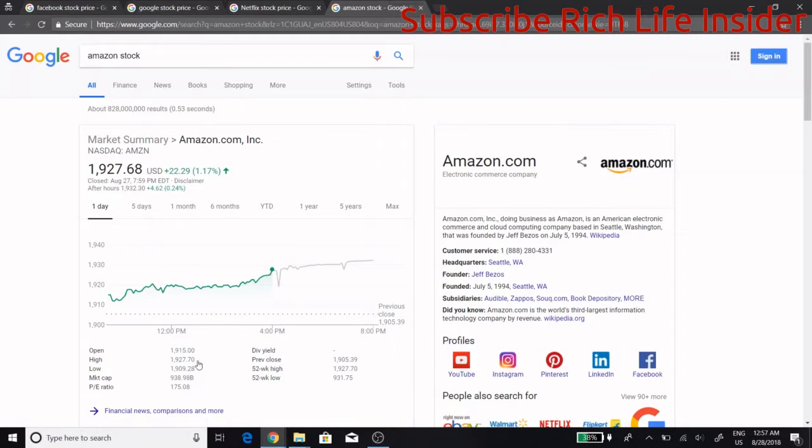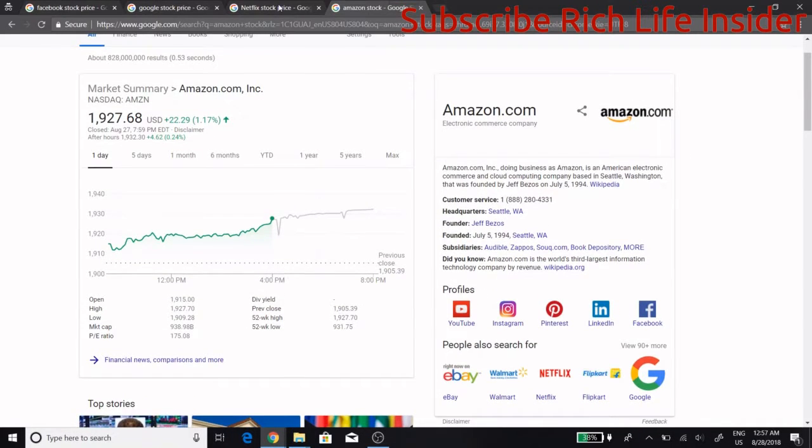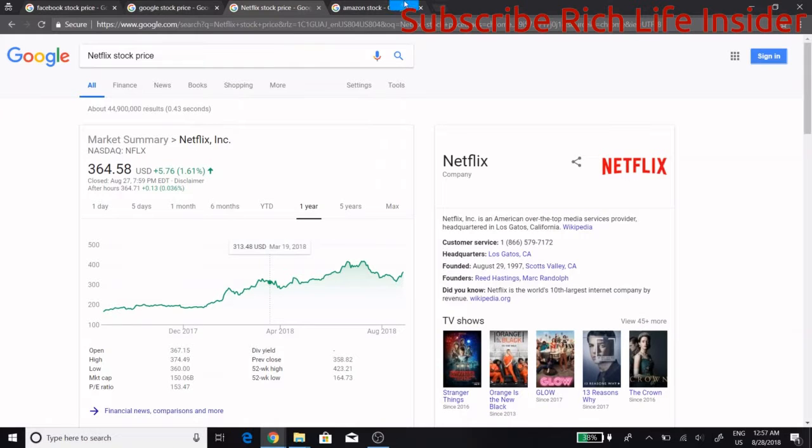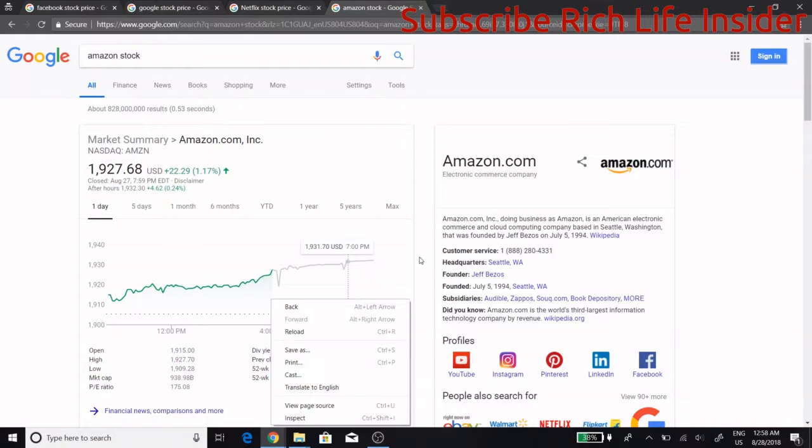Amazon is also expensive. Look at this, 175.08, and Netflix, 153. Amazon is even more expensive, but you know why it's more expensive? Because investors are willing to pay the price, because in future they think that this stock is going to go up.